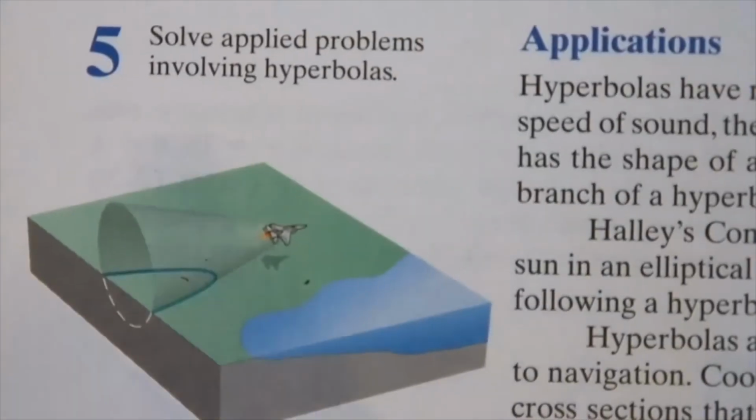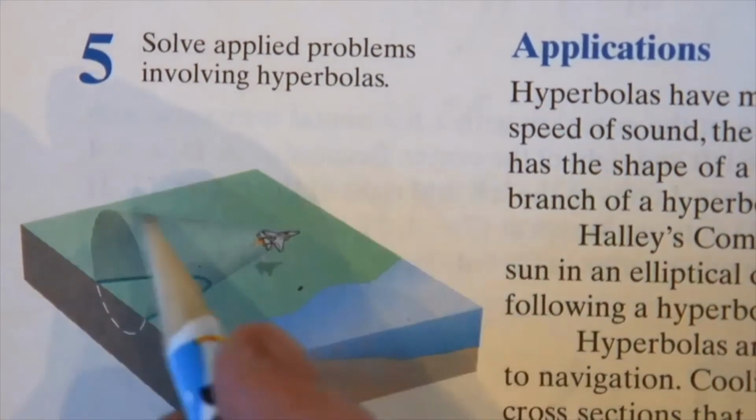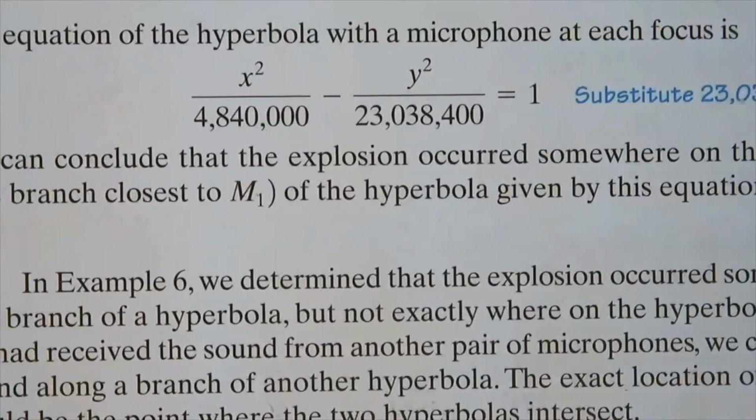Okay, so that's it. There's all types of cool things. Here's a plane making a sonic boom. It's a hyperbola when it hits the ground. Remember, a cone, it's a flat surface, hyperbola shape. Okay, so you get to try some of the work.